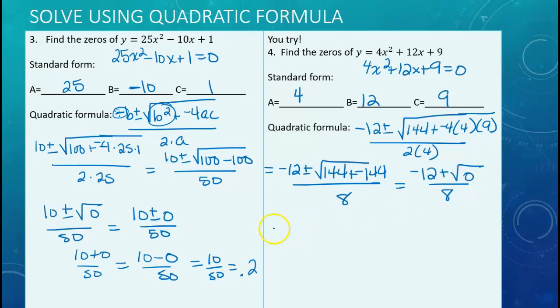Well, the square root of 0 is just 0, and we learned last time that whether I add or subtract 0, it doesn't change anything. We only have one solution for that, -12 divided by 8, in which case that becomes -1.5. Good job.